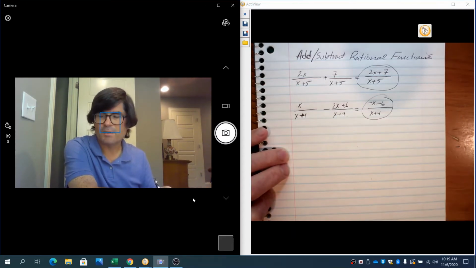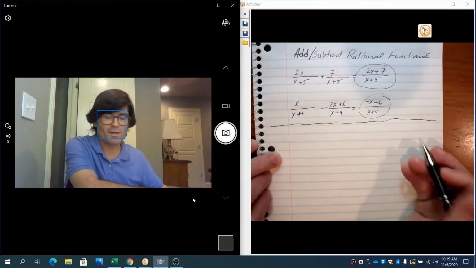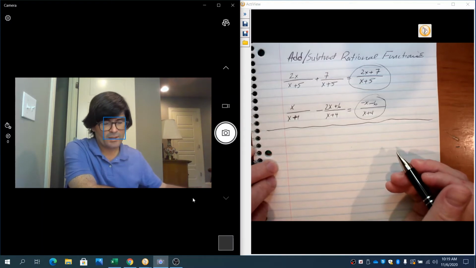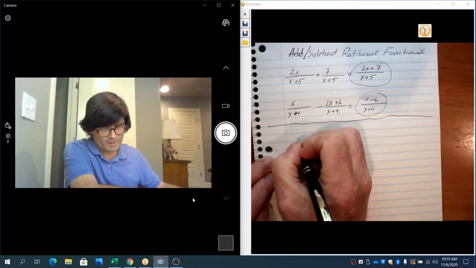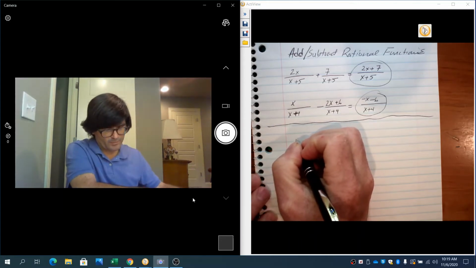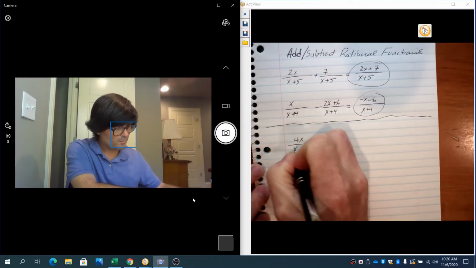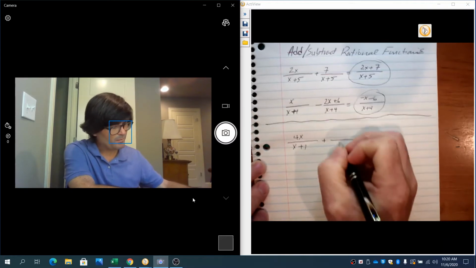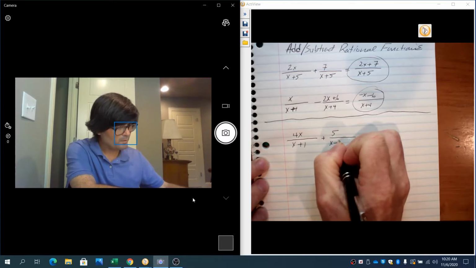When this gets a little bit tricky is when you don't have common denominators. So let's just look at that. That's going to be most of the type of rational addition and subtraction that you see. Let's just start with something like 4x over x plus 1 plus 5 over x minus 3.